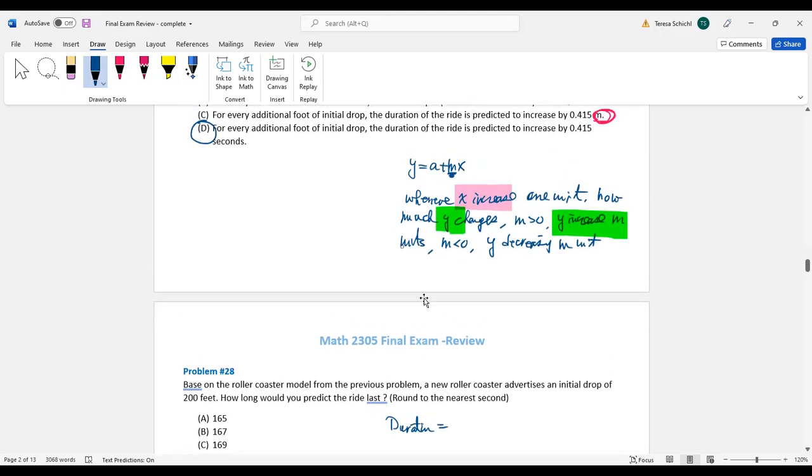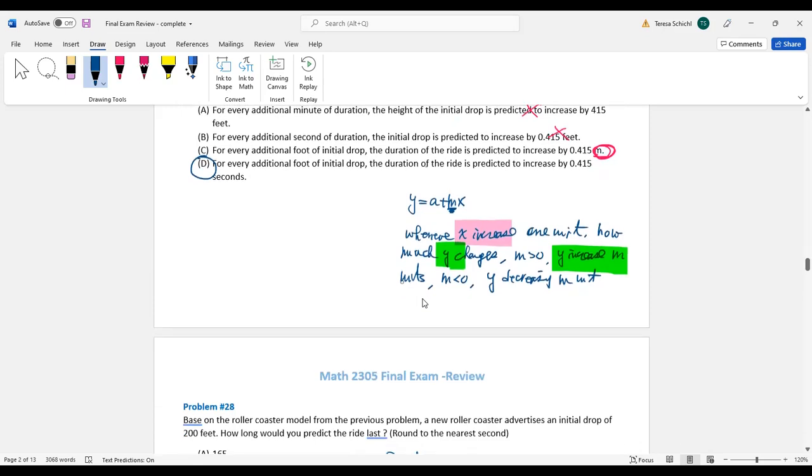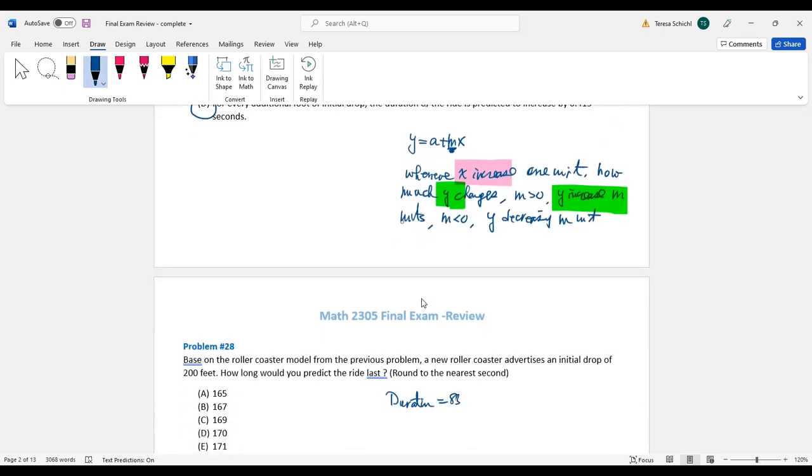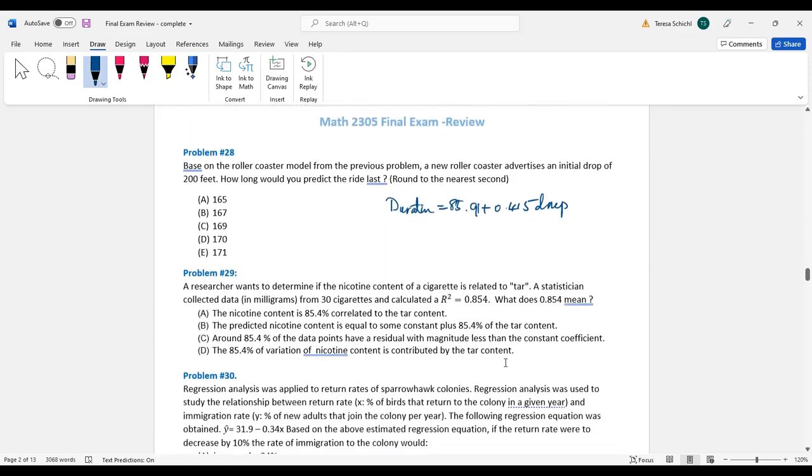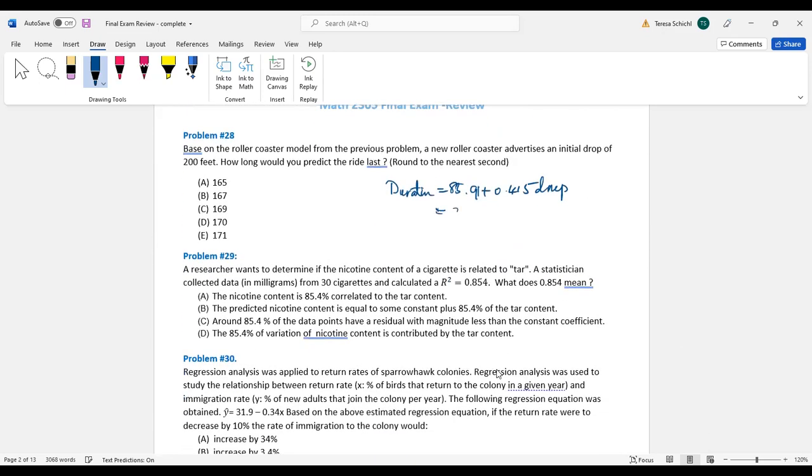Is equal to what? Is equal to 85.91. So it's equal to 85.91 plus 0.415 drop, right? If they said the initial drop is 200, then this will just be 85.91 plus 0.415 times what? Times 200 here, right? If you put it into a calculator, this one will give you 168.91. So it's pretty close to the 169. So here will be our answer.